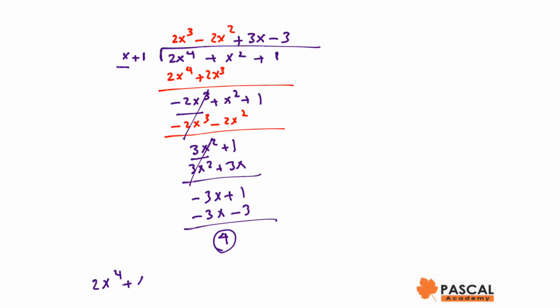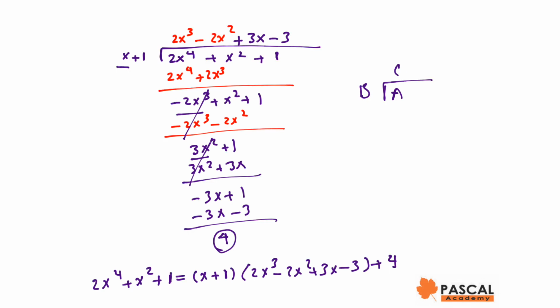2x^4 plus x^2 plus 1 can be written as (x plus 1) times (2x^3 minus 2x^2 plus 3x minus 3) plus 4. If we divide a by b, and q and r are the quotient and the remainder respectively, a can be written as bq plus r. The degree of r is always smaller than the degree of b.